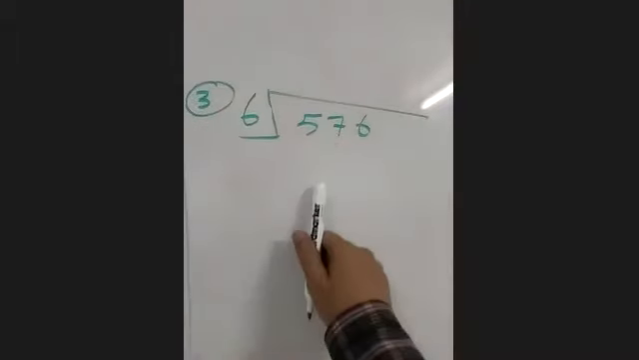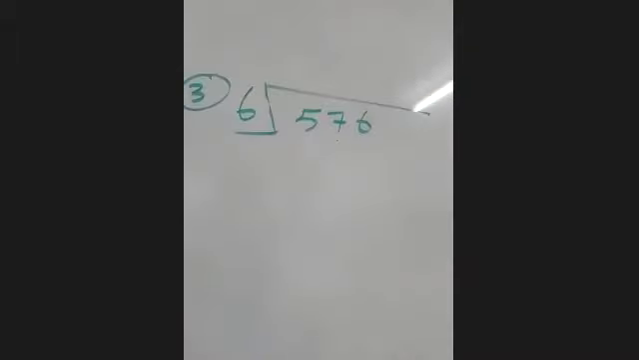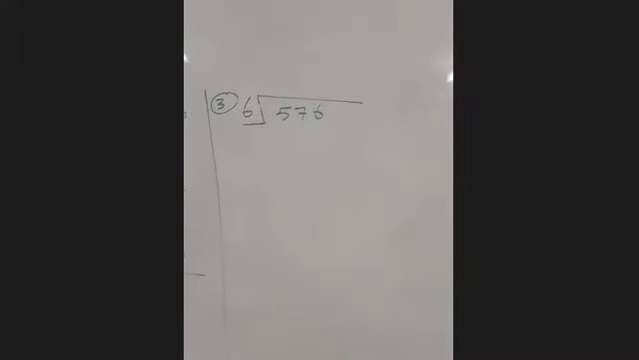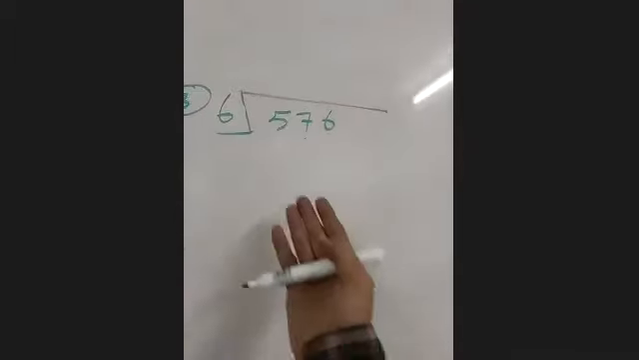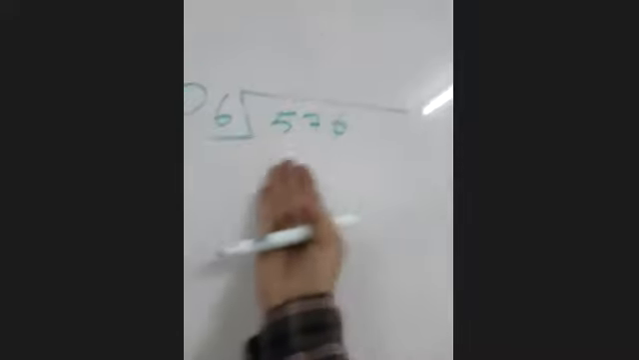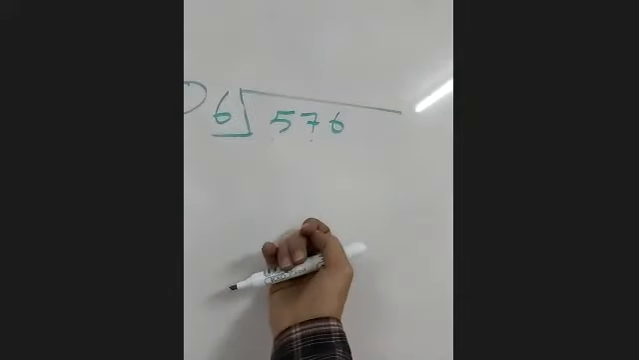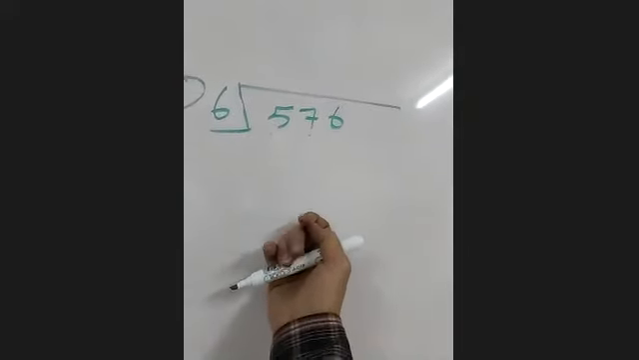Yalla. Can the five divide on six? No. In the table of six, what will we take if the five cannot divide on six? We will take seven multiply six.